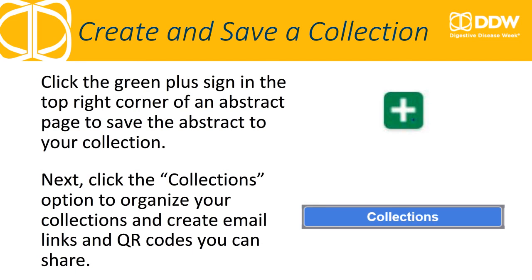Creating an account will also allow you to create abstract collections. To save an abstract, log in, and then click the green plus sign near the abstract title. You can then return to your saved abstracts by clicking the Collections option from the menu bar. There, you'll be able to organize your saved abstracts into folders and then create email and QR code links to those collections.